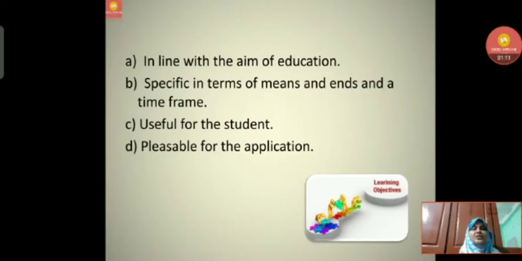Next one, specific in terms of means and ends at a time frame. That means it should be in a time frame and it should have some means, why we are creating these learning objectives. A certain aim must be there. Then useful for the student. Obviously, learning objectives are written for the sake of the learners or students only. Then applicable. Those learning objectives should be applicable. Then only they are perfect.